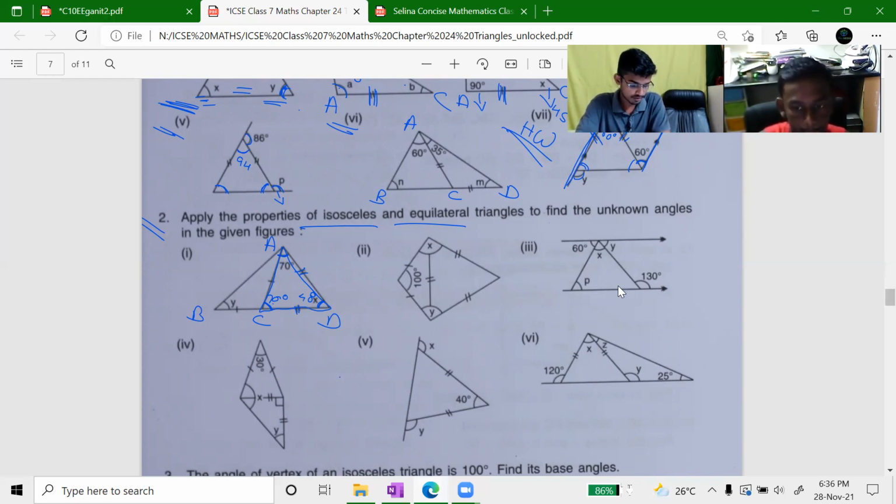Now the next point is what we have to do. If this is X, this is 40. You got the value of X. Now coming to the second triangle, in this we have to find the value of Y. Can you find out the value of Y? How?